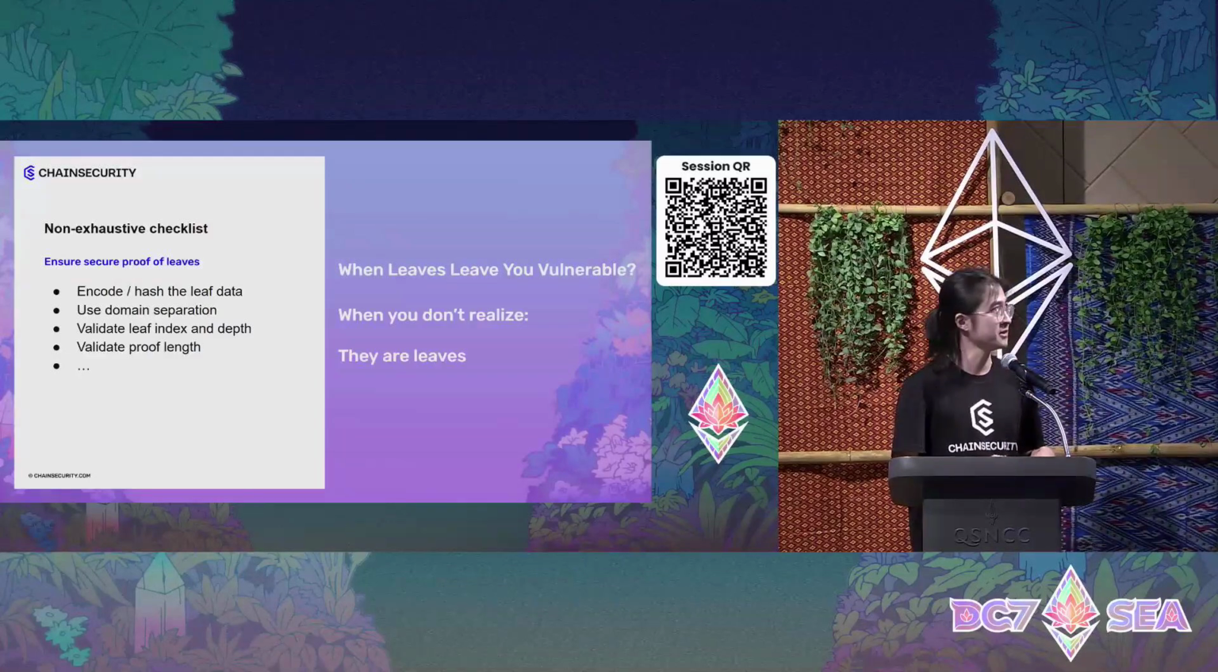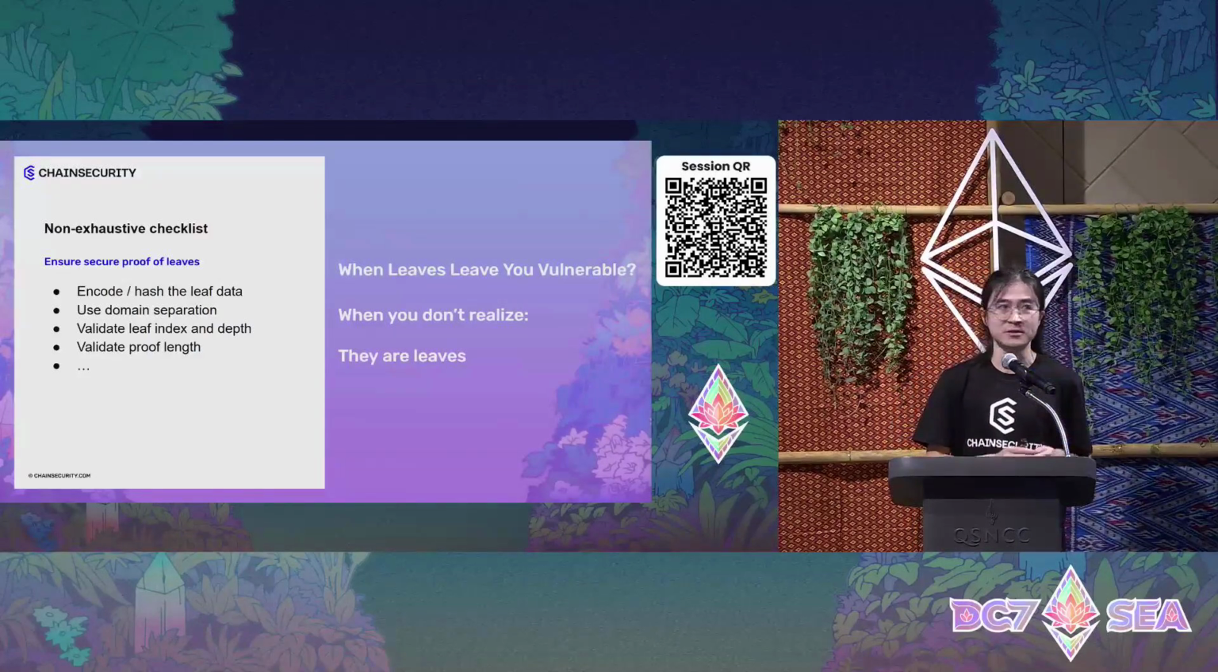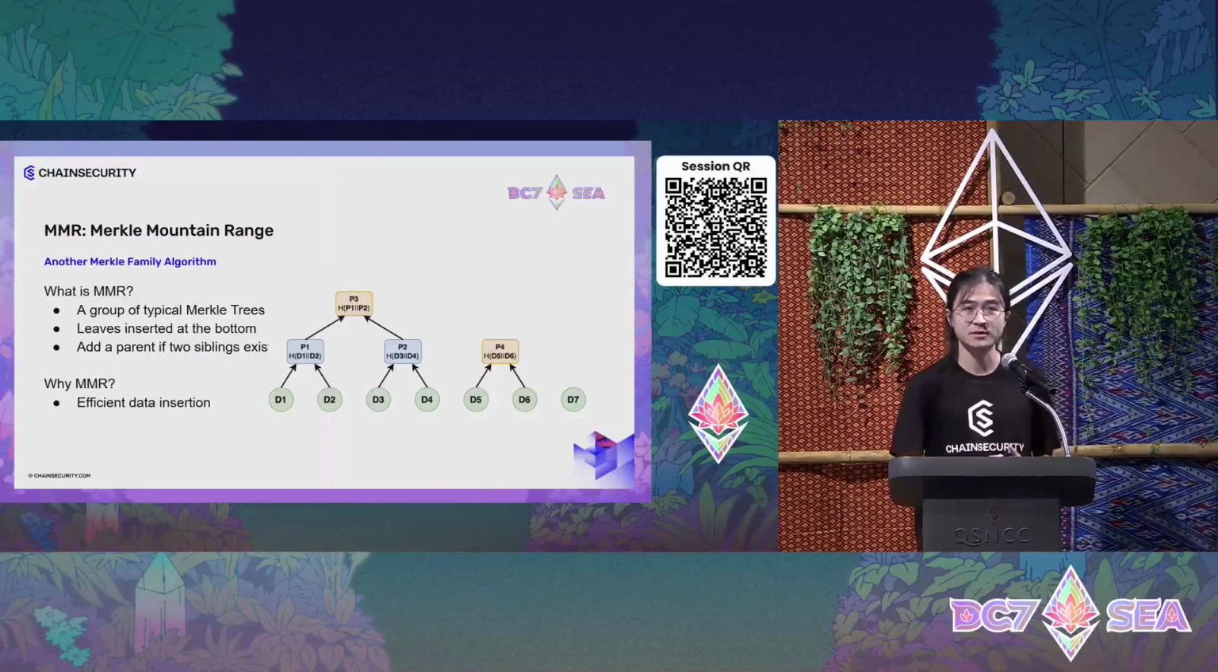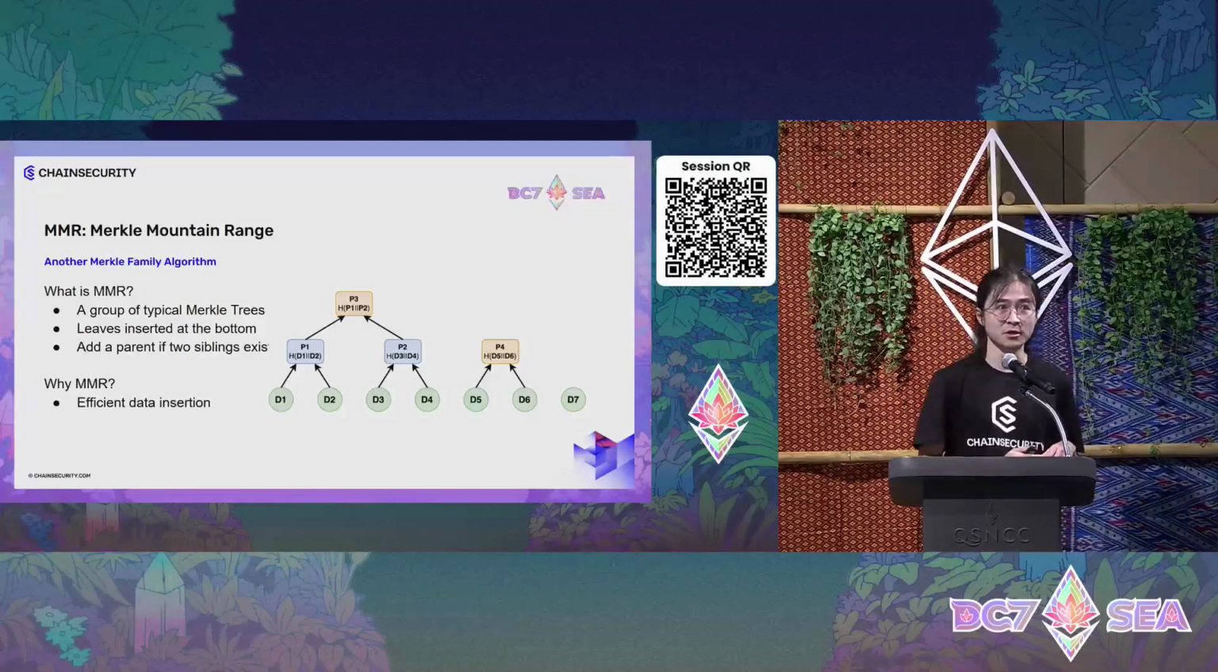The answer is very clear. The answer is about the beginning. If you don't recognize a node as a leaf, you will never ensure the properties from the checklist against it and make it secure. So today, I'm just going to share one example of this kind of attack, which is about Merkle Mountain Range. I'm not sure if you have all heard about this algorithm.